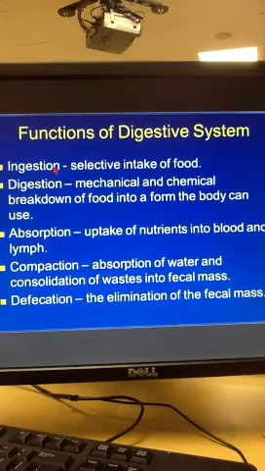And then the waste that is not utilized, that the body wants to get rid of, is stored up in the large intestine, passes into the rectum, and then out through the anal canal by a process called defecation.